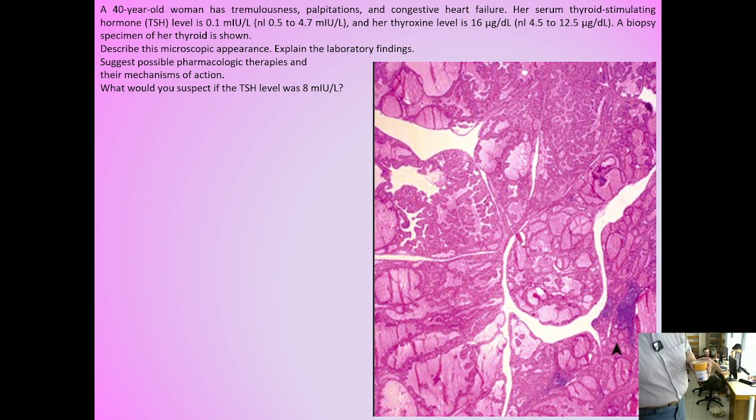Now, we have a 40-year-old woman with tremulousness. That means when she holds a cup of coffee, she may spill the coffee. Palpitations, again, the heart is affected, and congestive heart failure, because the heart must work very severely, and this could cause failure of the heart.